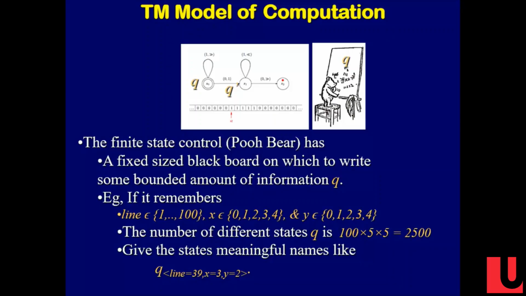All right, so I'm trying to give you this intuition that Pooh Bear can write whatever he wants to write. Pooh Bear can decide that he wants to have code that has 100 lines, and that he wants to store the value of x and the value of y, and they have to be within these ranges, right? So what I'm writing here is what Pooh Bear would write on his board. Pooh Bear has written line equals, this is what he has written on his board.